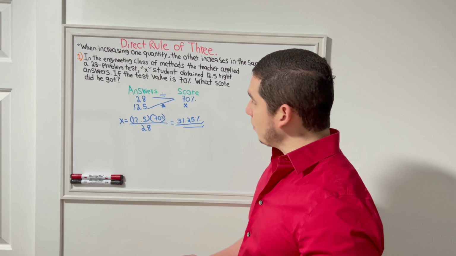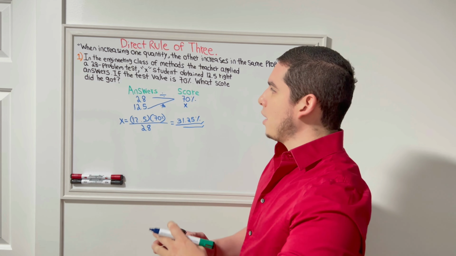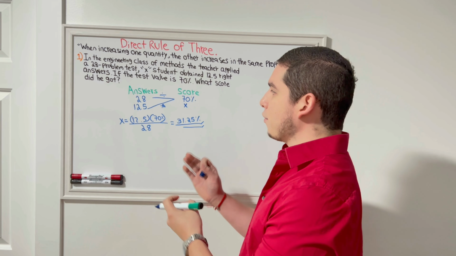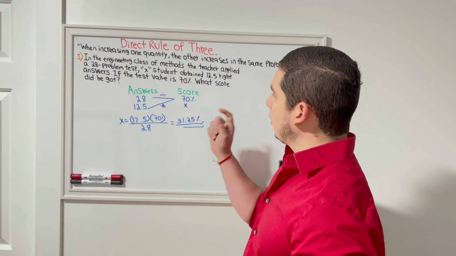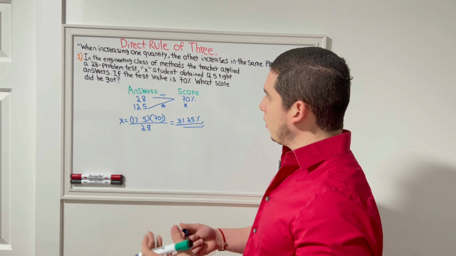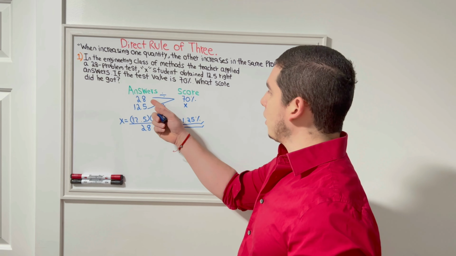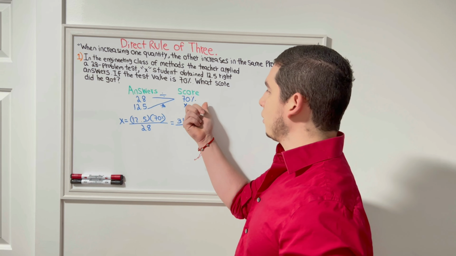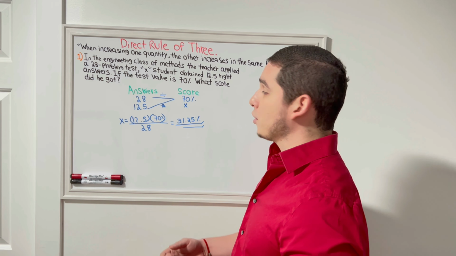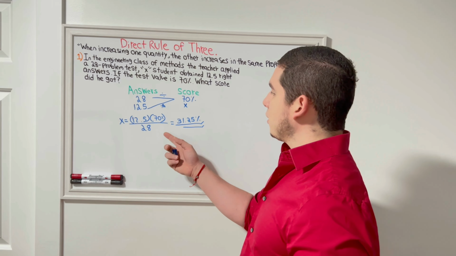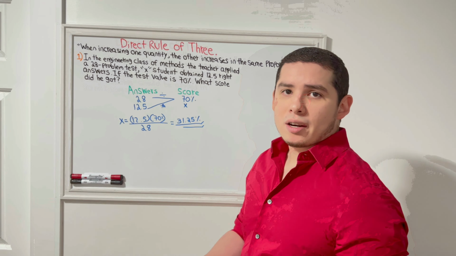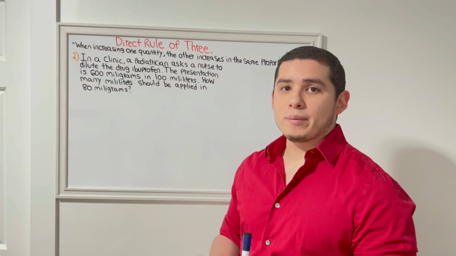So, as you have learned, it's quite simple. The tricky part is to identify your variables and then write the things that you already know. In this case it was 28 answers and the score, and then just multiply and divide. This is a direct proportion. Let's do another problem. Let's solve problem number 2.